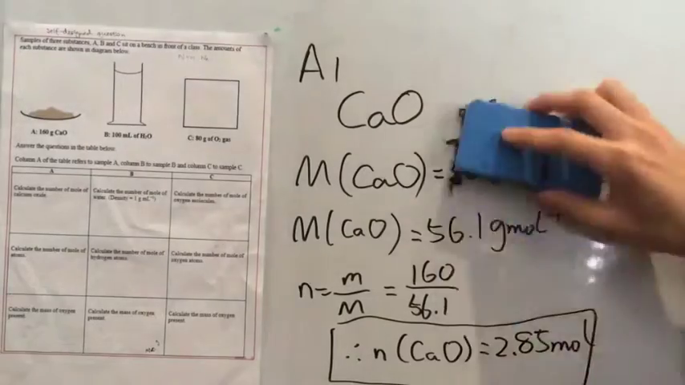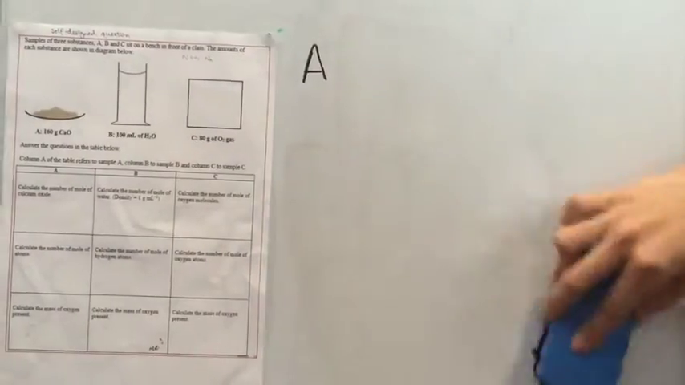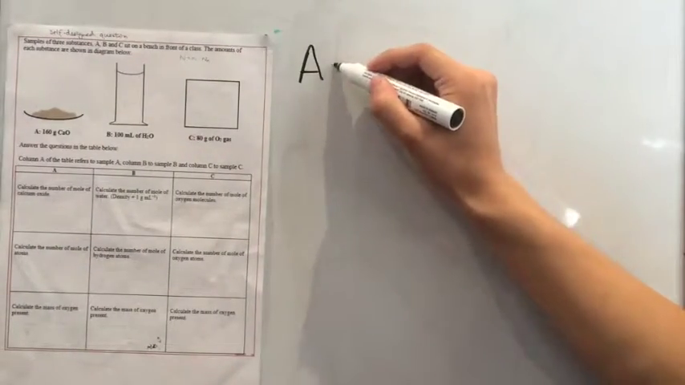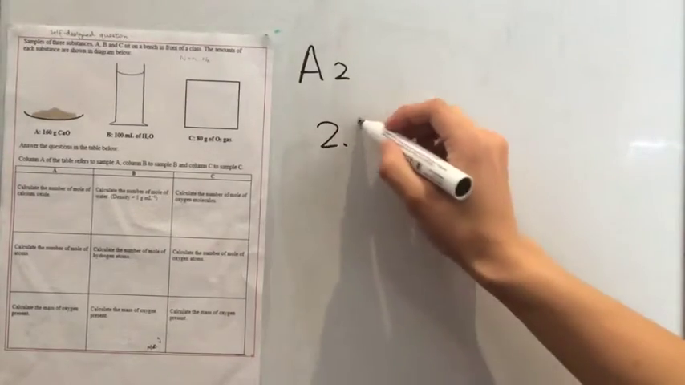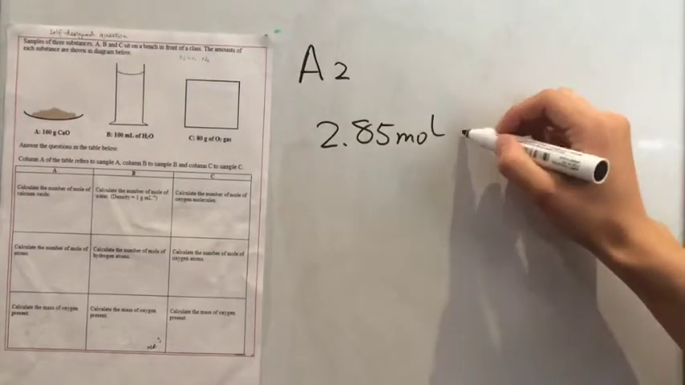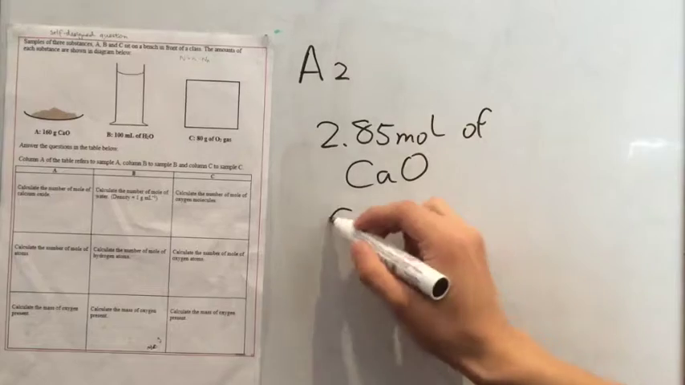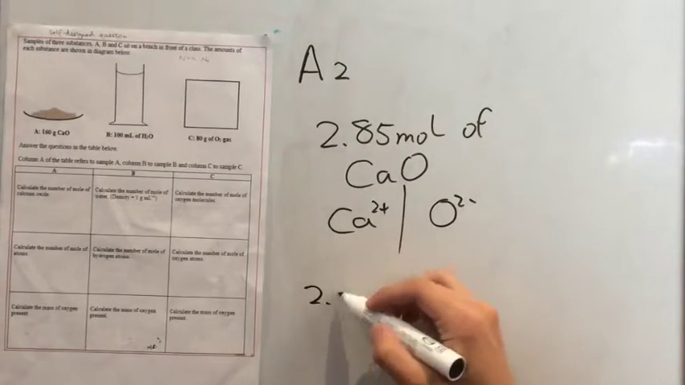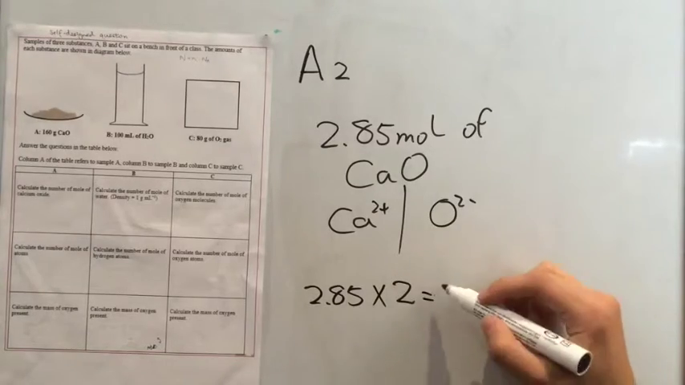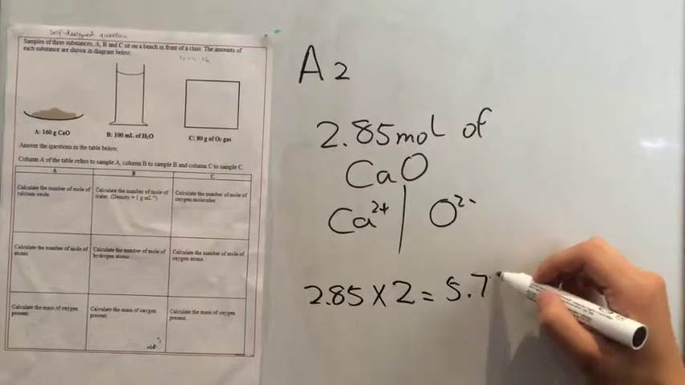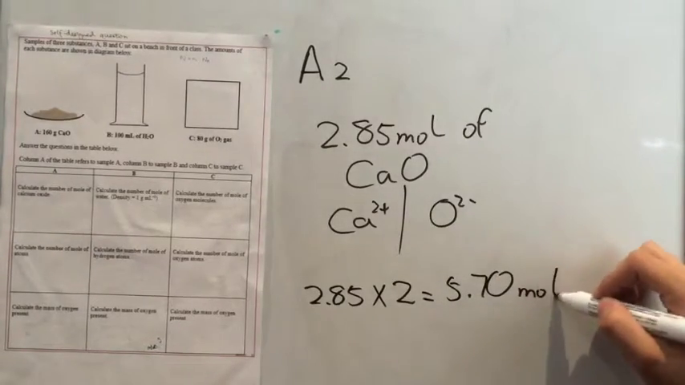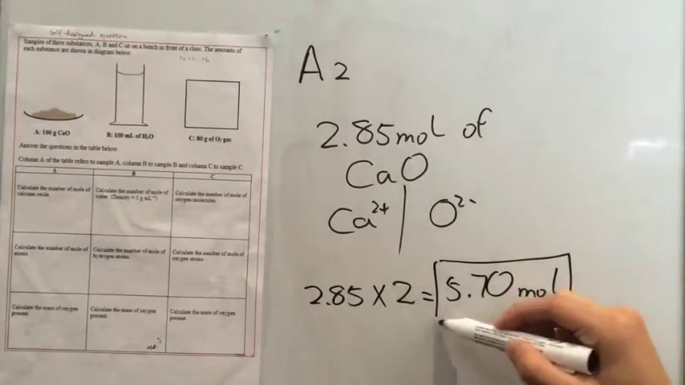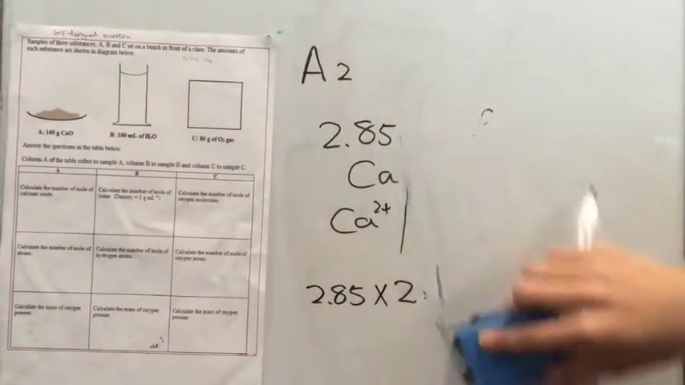For the next part, we are asked to calculate the number of moles of atoms there are. Now, from the previous answer, we got 2.85 moles of calcium oxide, and we know that for every calcium oxide molecule, we will have two atoms. So we can simply times 2.85 by 2, and we will get 5.70 moles of atoms in calcium oxide.